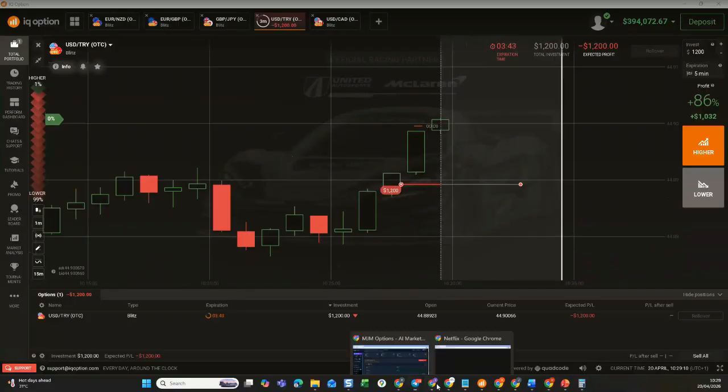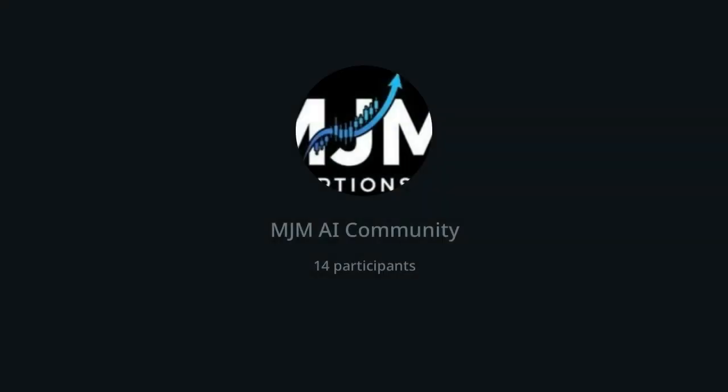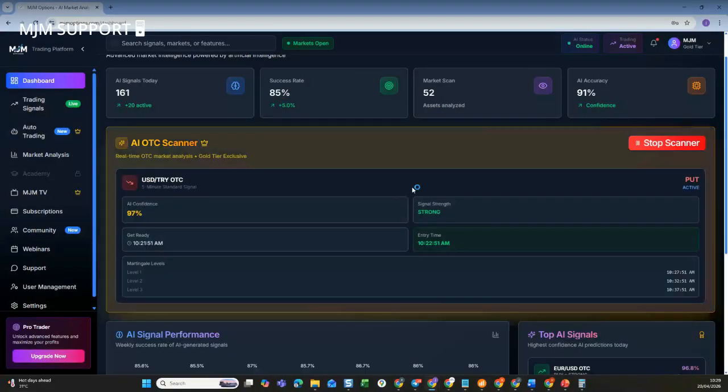You'll be able to scan for signals like I am doing. You would also get access to doing every other thing here too. So that's basically how you get access to the AI.